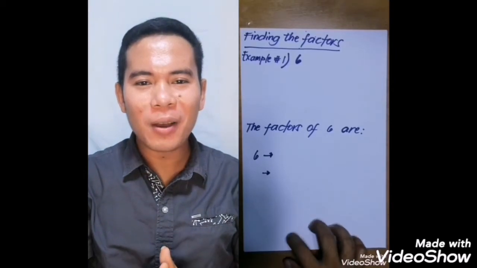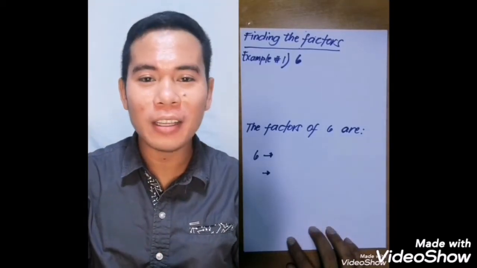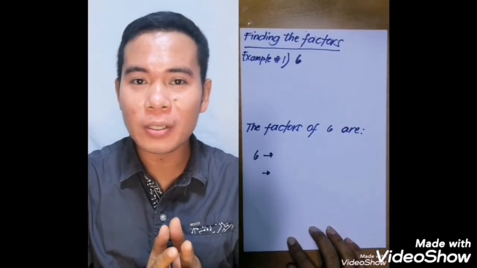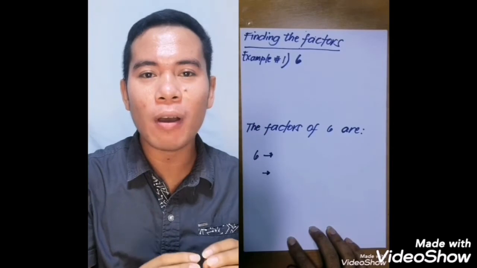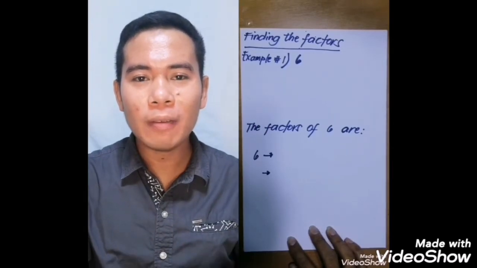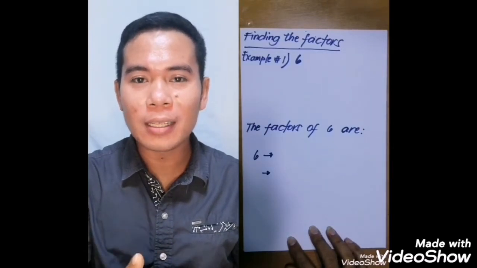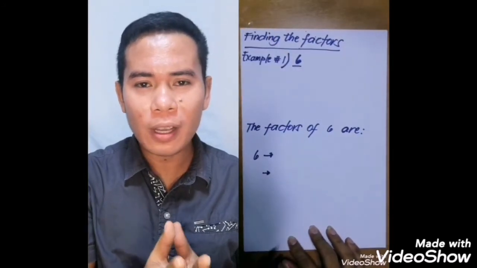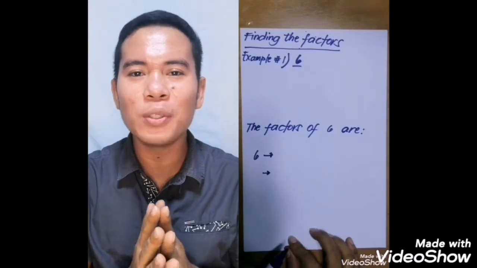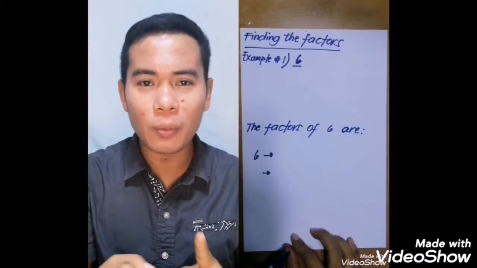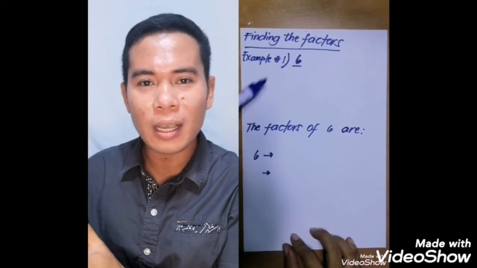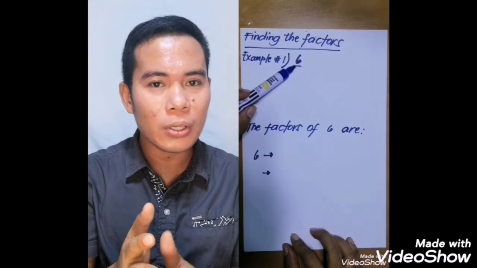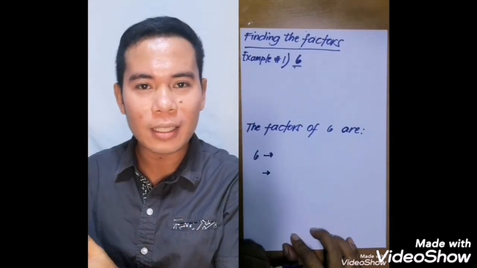Okay, so let us have examples on how to find the multiples and factors of a certain number. Let us first start with finding the factors of the given number. The given number here is 6. Again, our task here is to find the factors of 6. So for us to find the factors of 6, we just have to think of two numbers that when multiplied will give us 6 as the answer. So what are those numbers? Again, two numbers that when multiplied will give us 6.